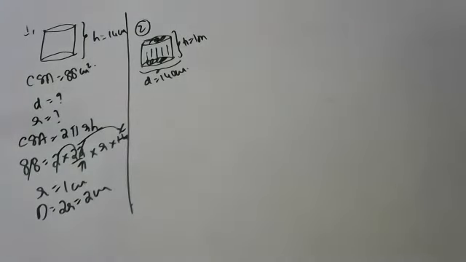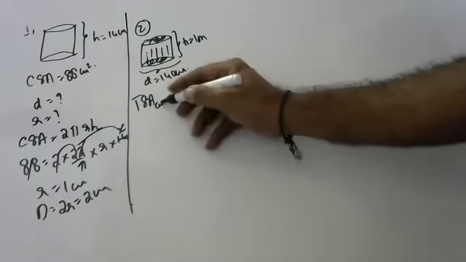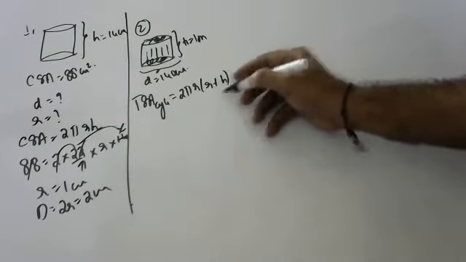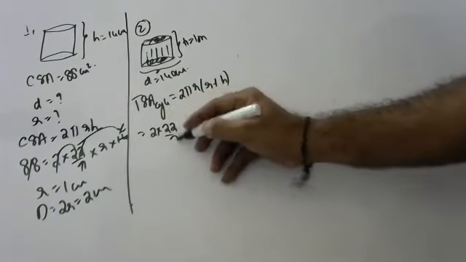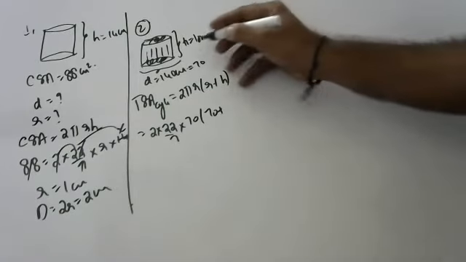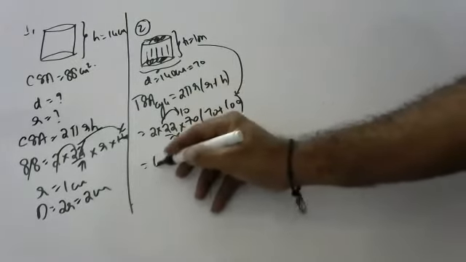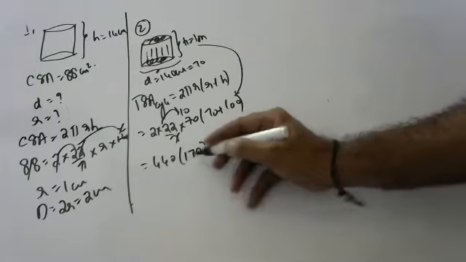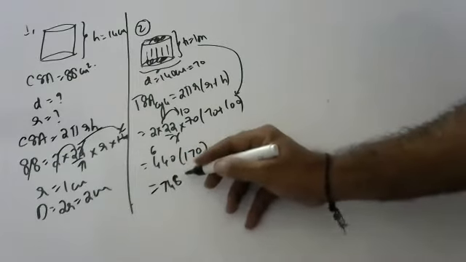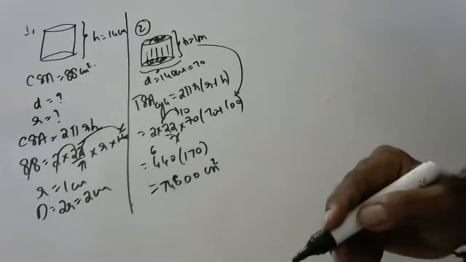Okay, Tekshita, are you there? Next, Lahari. 2 pi r into (r plus h). Tell me: 2 into 22 by 7 into 70 into (70 plus 100). 1 meter is 100 centimeters. So 440 into 170. How much is it? 17 fours are 68, 74, so 74,800 centimeters square.